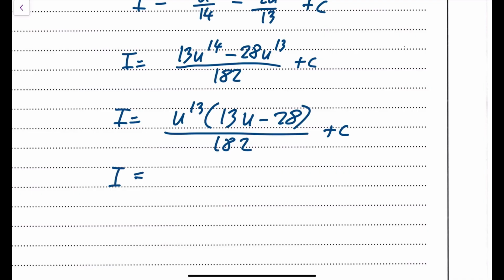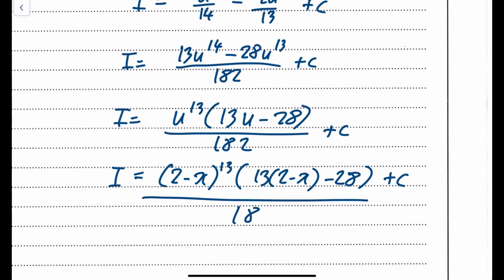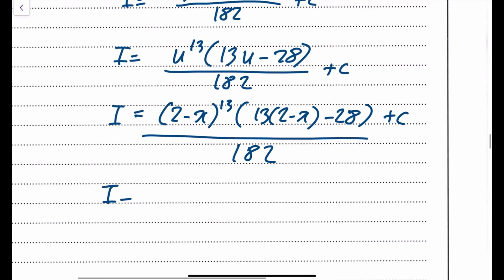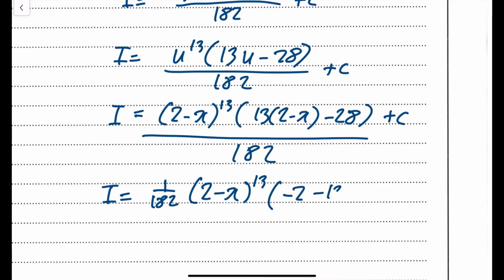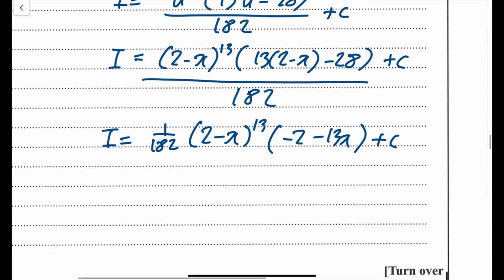And then my u to the power of 13, what was u? U was 2 minus x, that's the power of 13, and then we had 13 times u, so that's 13 times my u, which was 2 minus x, then minus 28, plus c, all still over 182, and then I'll take that 182 out the front, so 1 over 182, then times 2 minus x to the power of 13, and then you've got 13 times 2, and then minus 28. 13 times 2 is 26, minus 28 would be minus 2, and then minus 13x and plus c.